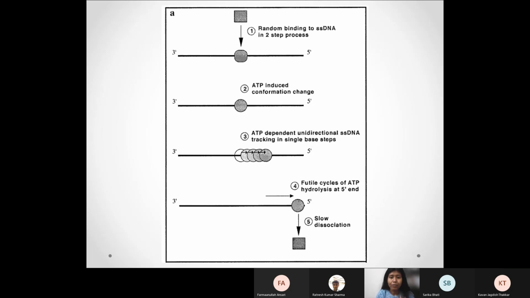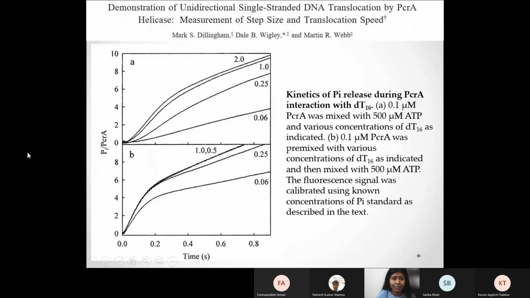So that time required for the PCRA to bind to single-stranded DNA and start to translocate is indicated here in this lag phase. If that is true, if you premix PCRA and this single-stranded DNA, so that the loading of the PCRA on single-stranded DNA has already occurred, but you do not add ATP, it will just load, but it will not translocate, right? It's not going to translocate, it's just loaded.